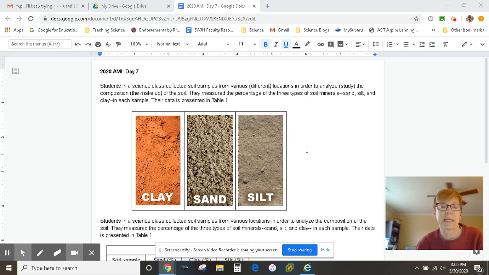But before we get to the table, I wanted you to see what clay, sand, and silt look like. So clay, if you've done any garden work or dug a hole around Fayetteville or Springdale area, you've seen the red clay in the dirt. Sand, if you've been to the beach, you've walked on the sand. And then silt is sort of a mixture of sand and a little extra dirt.